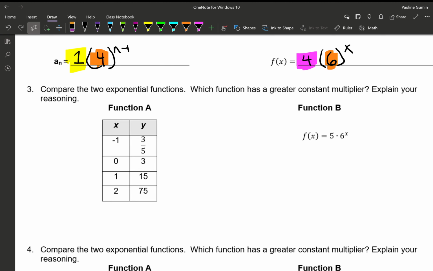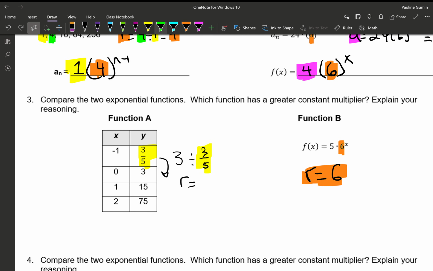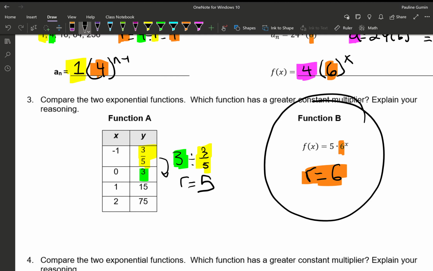Now the common multiplier is our r term. In function b, I can see that right away, it's 6. There it is. For function a, I'm going to have to do some division. Second term divided by first term. That means r, what is that going to equal? Oh, let's be consistent with our colors. Green. R is going to equal 5. All right, function b has a bigger one.